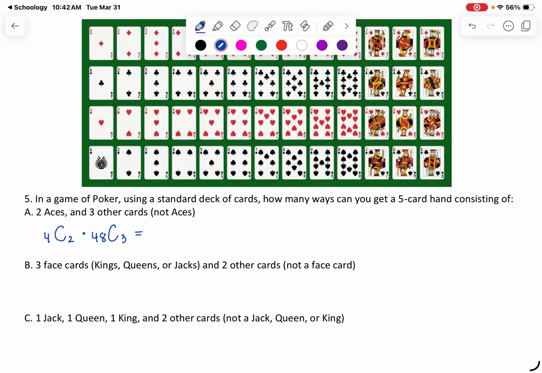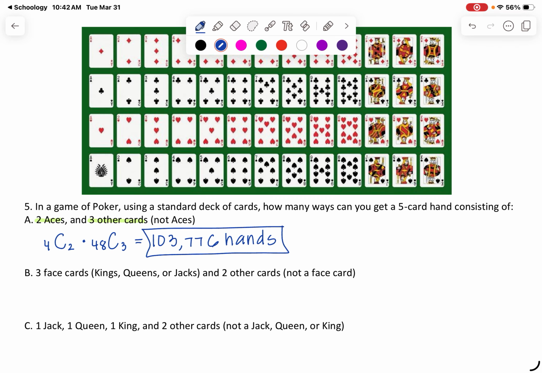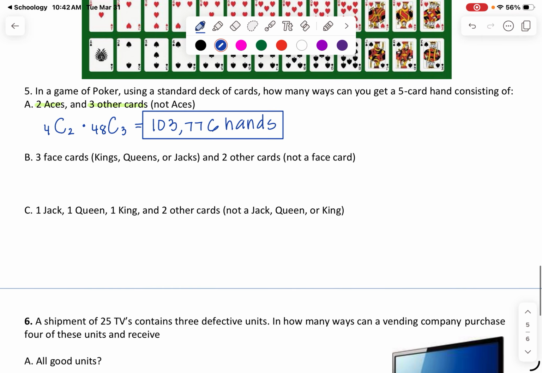There's 4 to choose from here, and there's 48 left to choose from there. Put that in your calculator and you get 103,776 hands. So that's how many hands have a pair of aces.